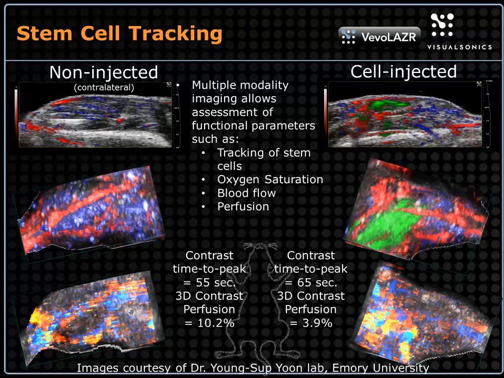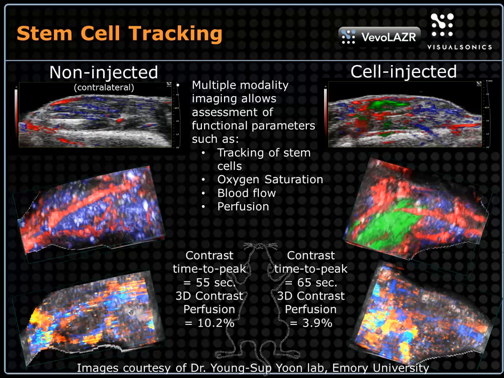Now we can add information using the same system. We can add more information and gather more data about this particular application. So we can look at the same animal, the cell-injected limb versus the non-injected or contralateral limb. Now we can see not just the tracking of stem cells with photoacoustics, but we can also see the oxygen saturation of that limb with photoacoustics. We can see blood flow with the Doppler imaging and perfusion with contrast imaging.